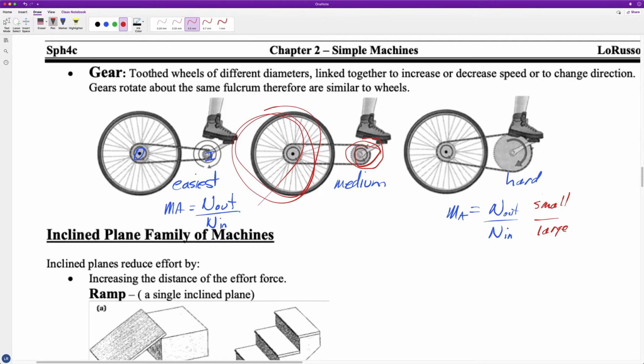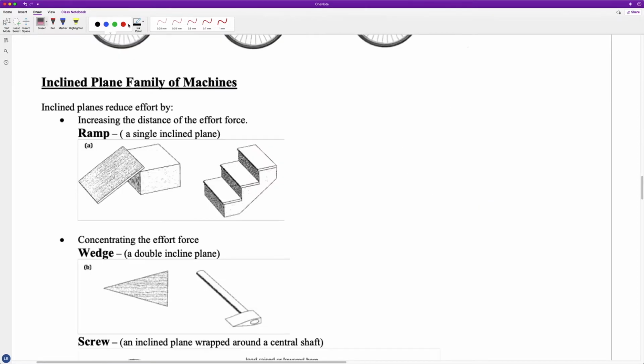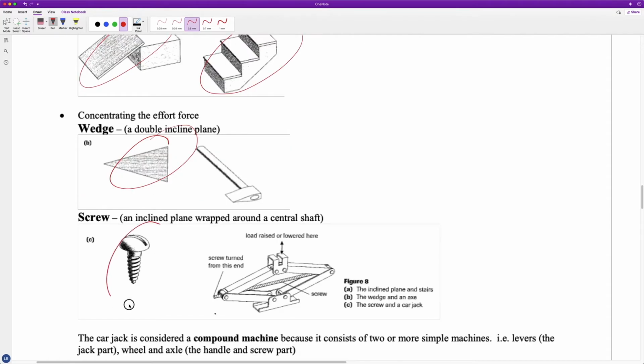Now, of course, if you want to go up a hill, then this becomes a huge disadvantage. And then what you do is you adjust your bike to look more like that. And that's why we have gears on bikes, is to actually accommodate for different types of terrain. So next are the inclined plane family of machines: stairs, ramps, wedges, and screws.